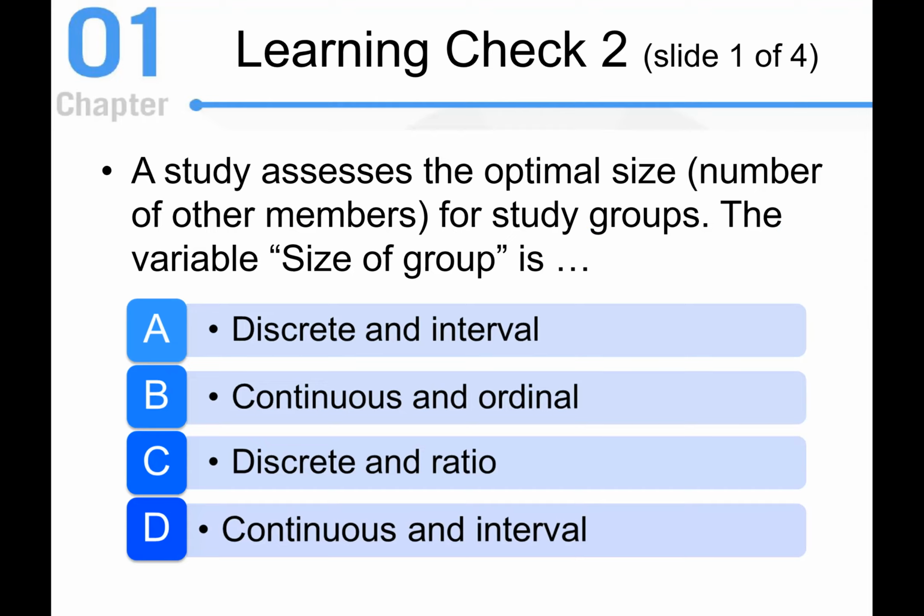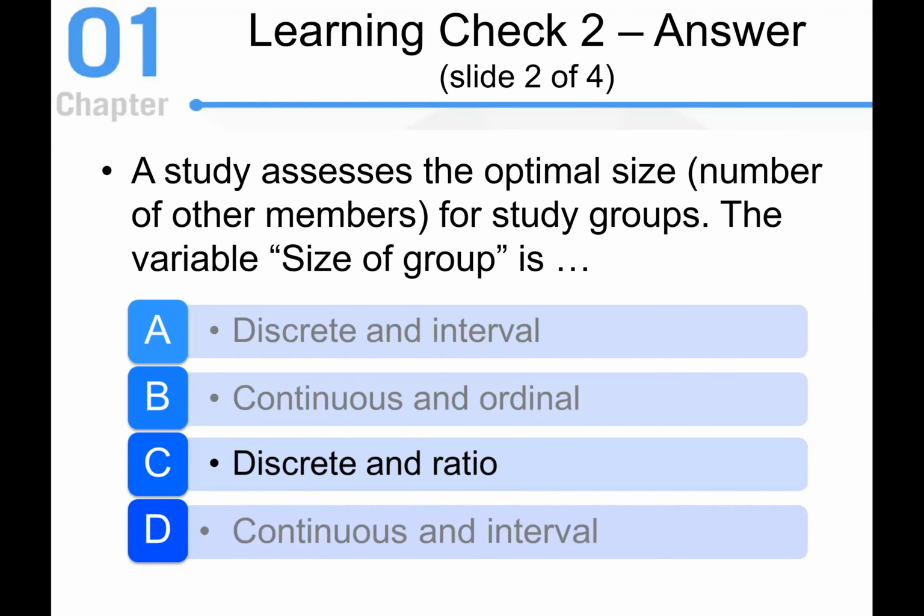All right. Could you have, in the size of the group, 2.5 people? No, you can't. Either you have one person in the group or two or three or four. So then that makes it also discrete, right? It's discrete and ratio. So that would be a discrete and ratio for the variable size of the group.